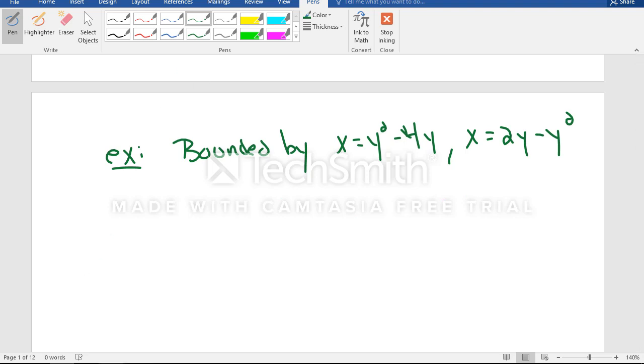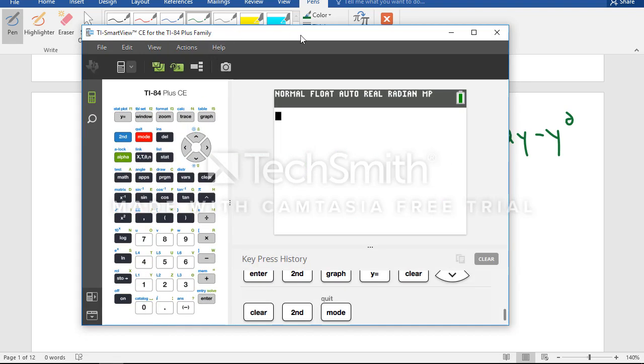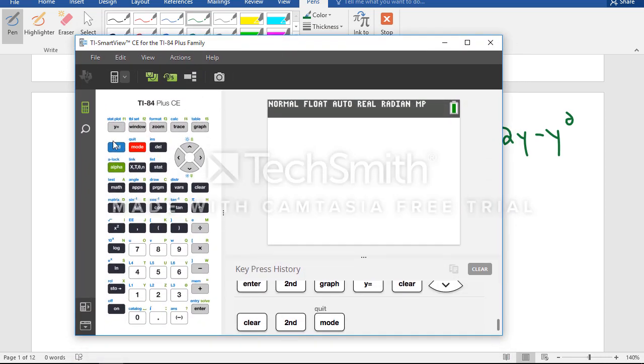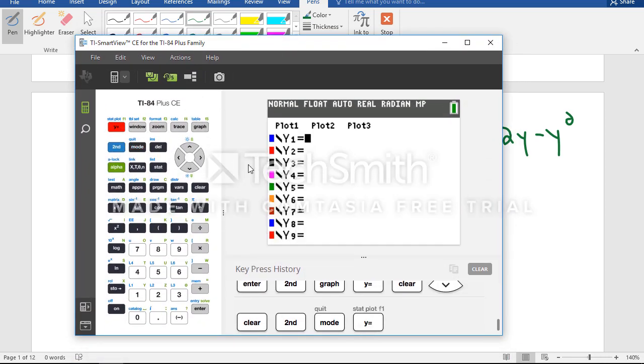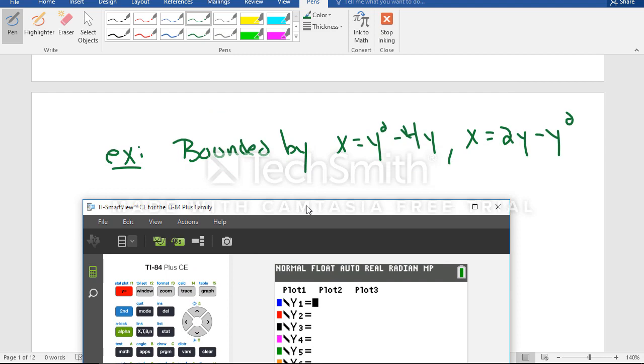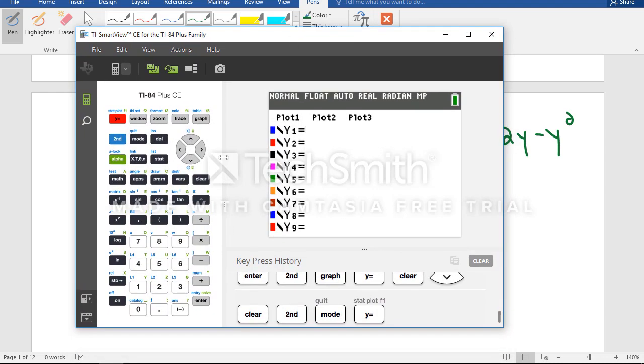What I'm going to do is cheat a little bit. Let me use my technology. So let's say I want to graph this on my graphing calculator. I'm going to point out to you that if I hit y equals, what we have to have is y equals functions of x, and that's not what we have. We have x's equal to functions of y. So here's a quick little workaround for that.